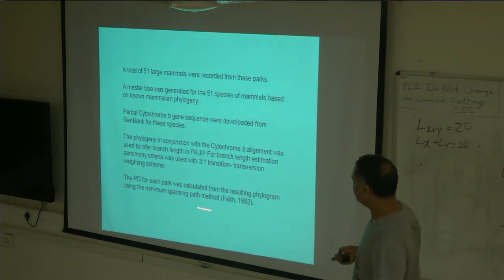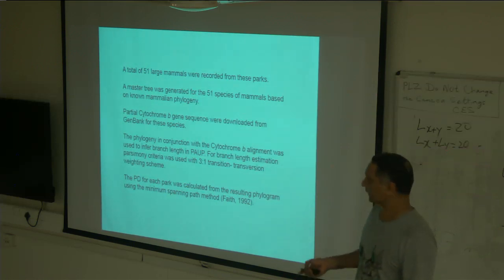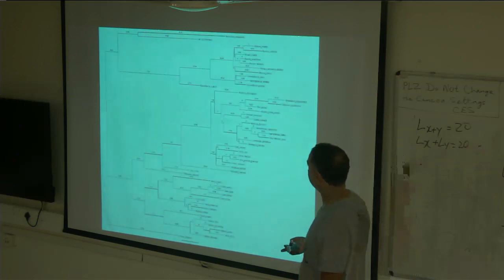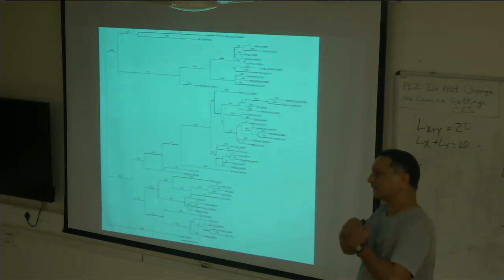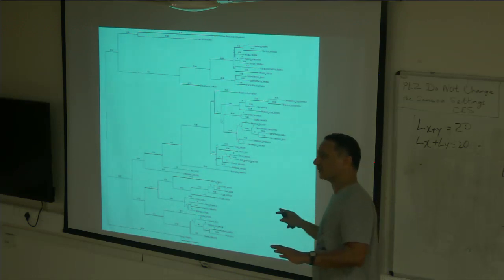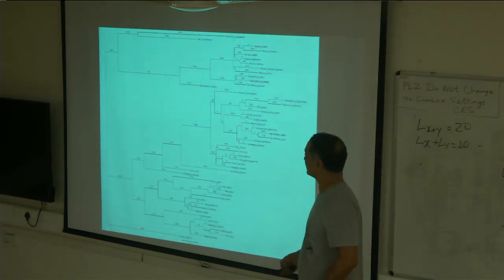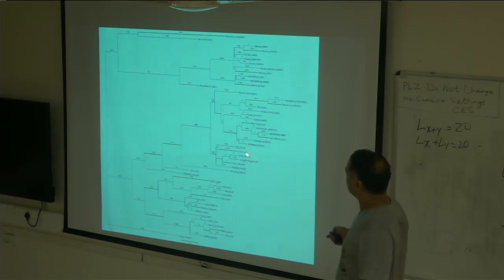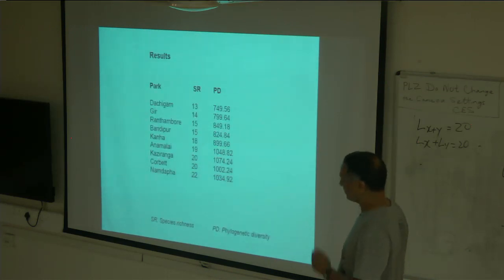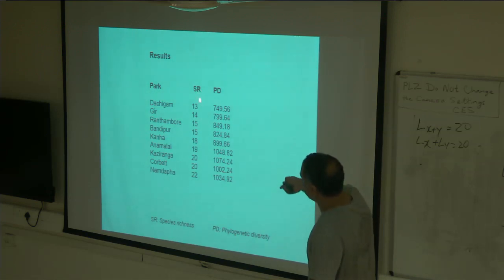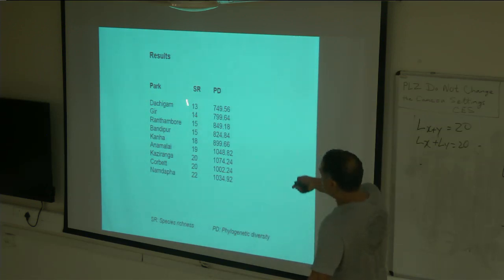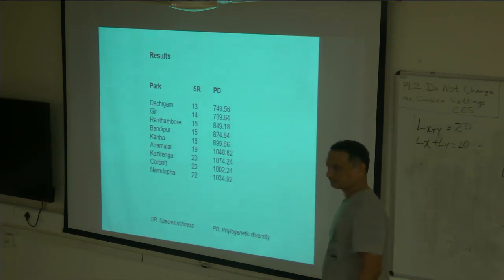And then we calculated PD according to Faith's method of calculating PD. So here's the phylogeny. We didn't have to generate any data. All this data was already in GenBank. So basically, when you calculate PD, this is what we got. Okay, so this is species richness. Now, the sanctuaries have been arranged from the lowest species richness to the highest. And then this is the corresponding PD.